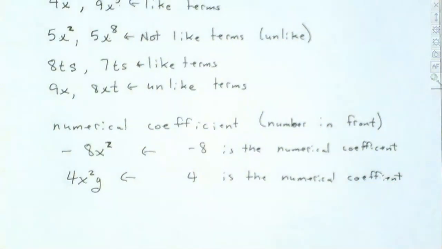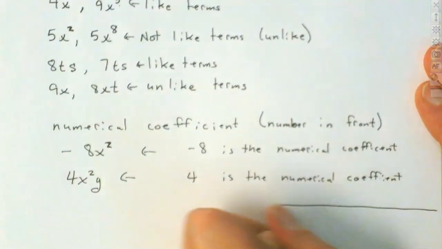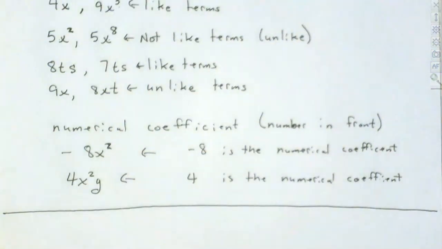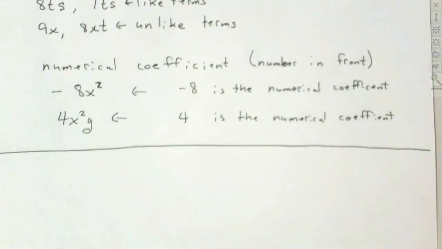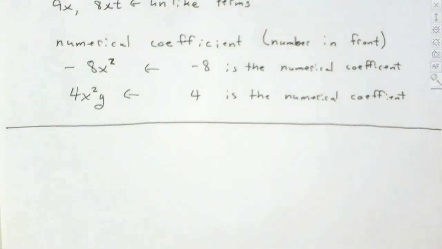So the numerical coefficient is the number in front. When we talk about like or unlike terms, we're seeing if they are exactly the same or not. So whenever I say the word coefficient, I'm talking about the number in front. That's just a terminology thing. When we talk about like terms, that means they're the same. So now we're going to be looking at how to use all of our properties with variables, and we're going to be combining together like terms.